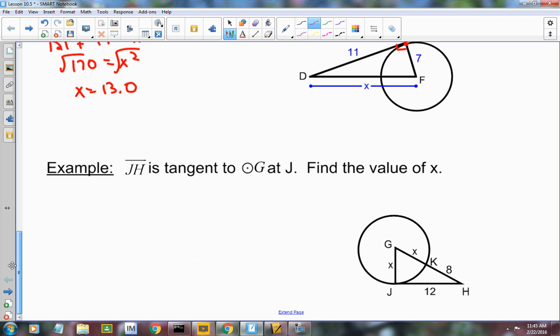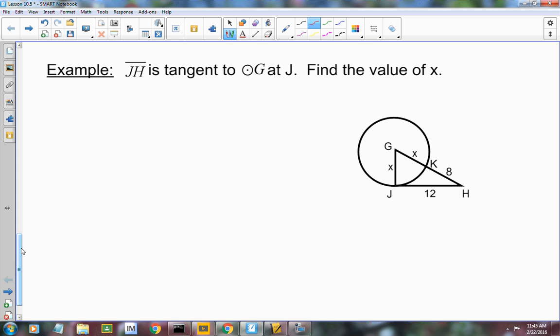Okay, here's another one similar to that one. It says JH is tangent to circle G at J, find the value of X. So if JH is tangent to circle G right here, what's created? A right angle, okay? And so then what are we going to do to find X? The Pythagorean theorem, okay? A squared plus B squared equals C squared. Now, what is my hypotenuse? You have to do X plus 8, or 8 plus X, however you want to write it. Okay, so we're going to do X squared plus 12 squared equals X plus 8 quantity squared.